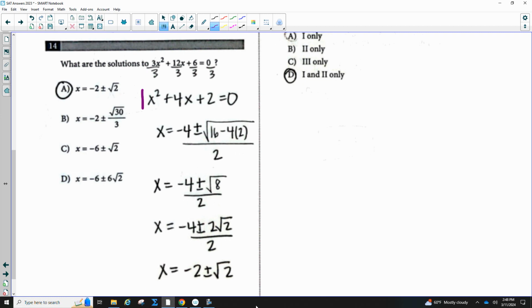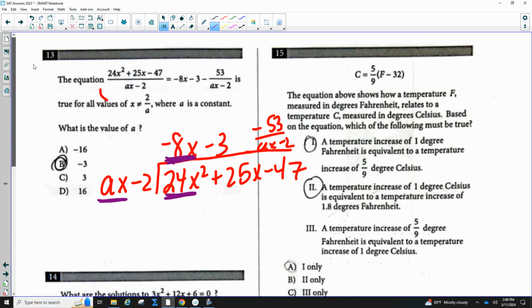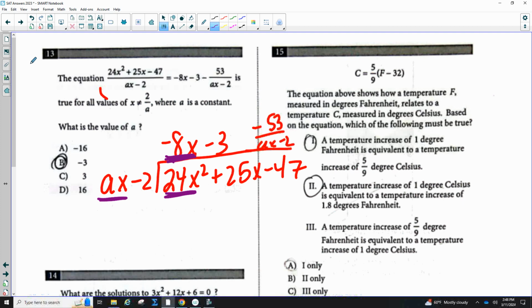All right, and this next one, number 15. The equation above shows how a temperature F measured in degrees Fahrenheit relates to temperature C measured in degrees Celsius. Based on this equation, which of the following must be true? All right, so this is the sentence for slope that you guys memorized in Algebra 2 and maybe now AP Stats just this week, all right? For every 1 increase in your X variable, our Y variable increases or decreases by a certain amount. This 5/9, if you distribute it, is still just the slope, okay? So for every 1 degree increase in my degrees Fahrenheit, that's your X, we're going to increase by 5/9 degrees Celsius.